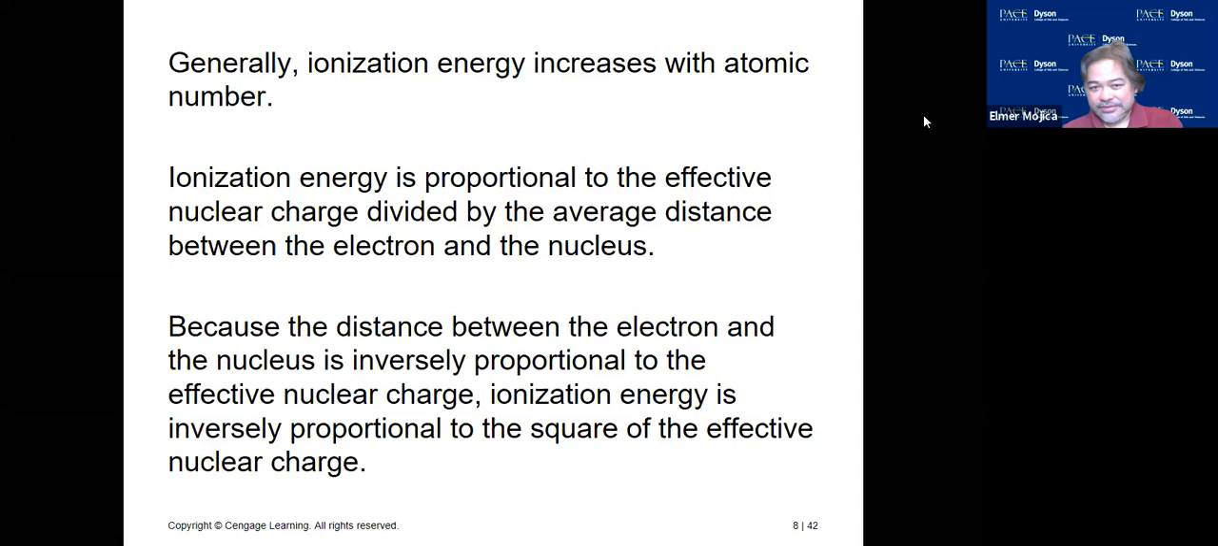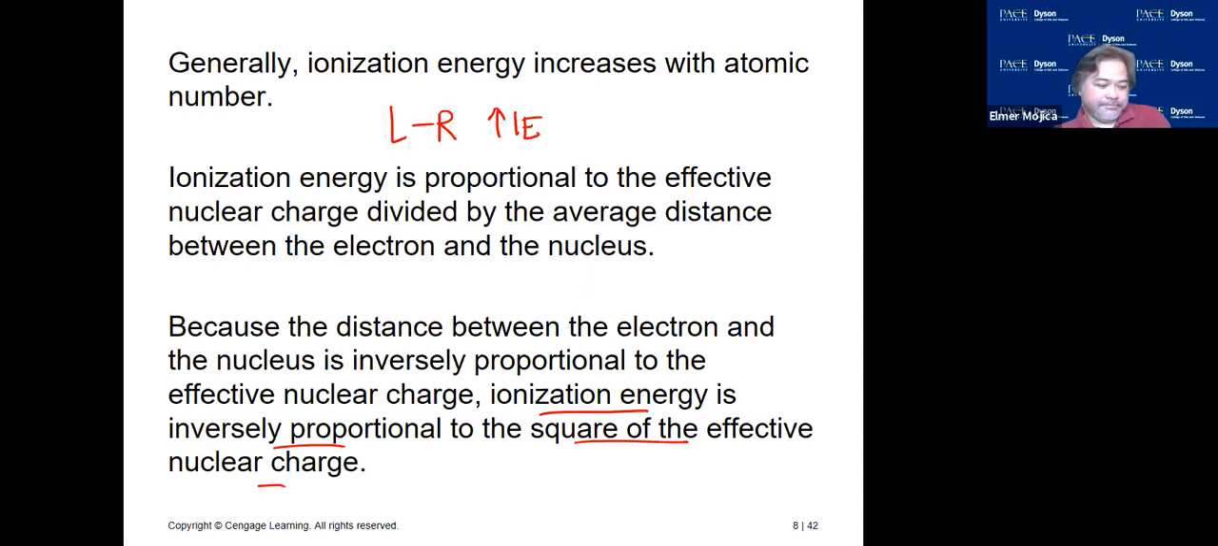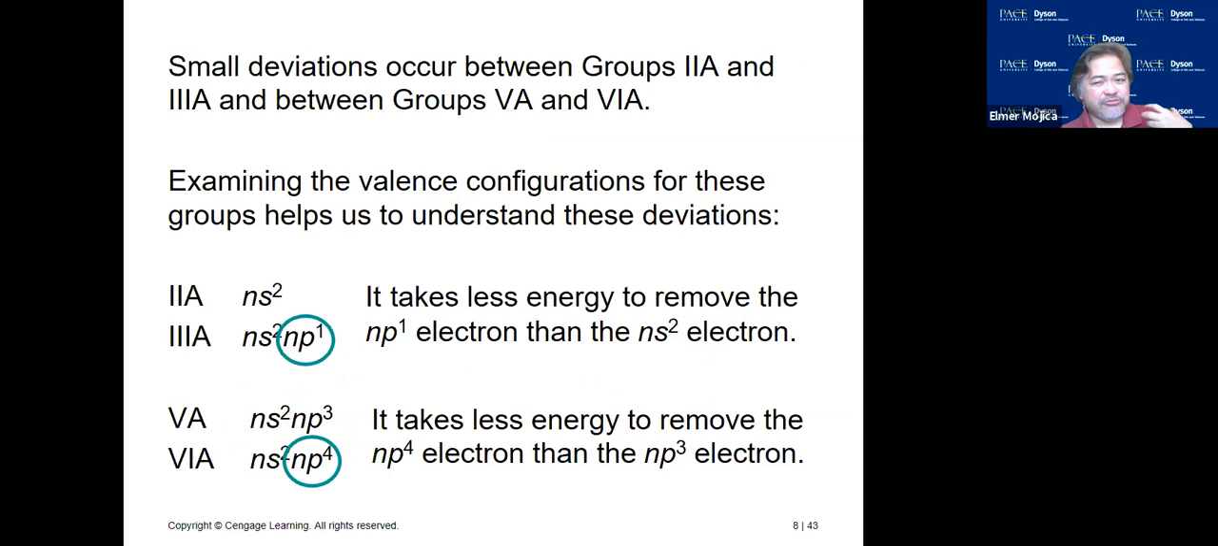Okay? So the way that they look at this, ionization energy is proportional to the effective nuclear charge divided by the average distance between the electron and the nucleus. And because the distance between the electron and nucleus is inversely proportional to the effective nuclear charge, ionization energy is inversely proportional to the square of the effective nuclear charge. But all you need to do is remember that left to right, ionization energy increases. And there are some deviations on this one, but we just look at the general trend.